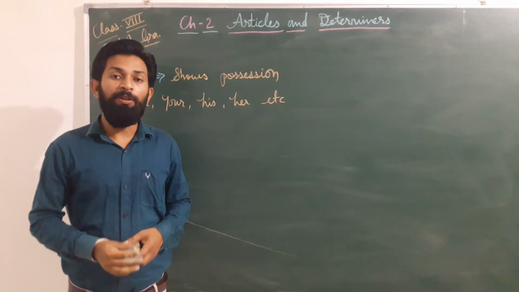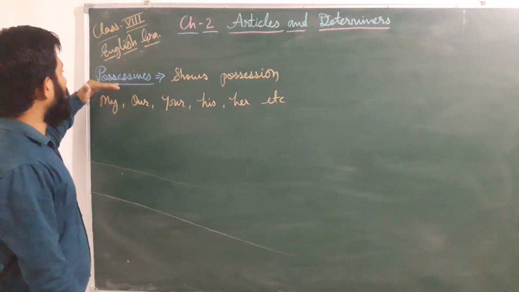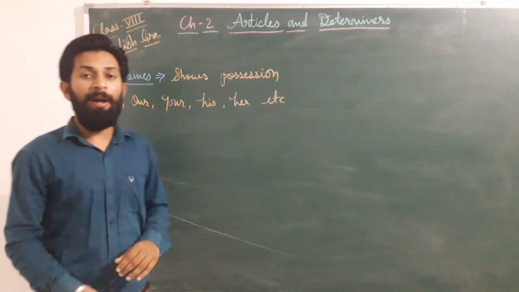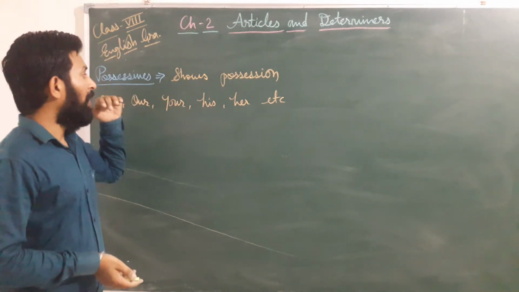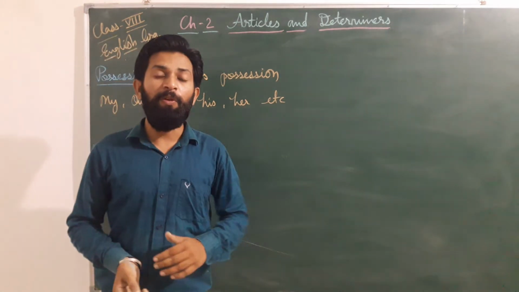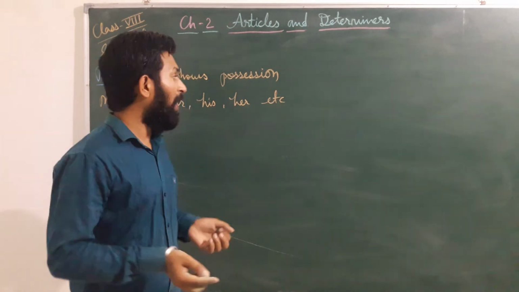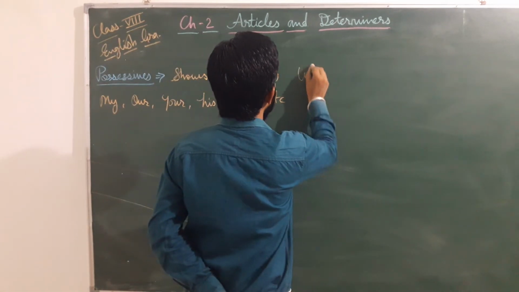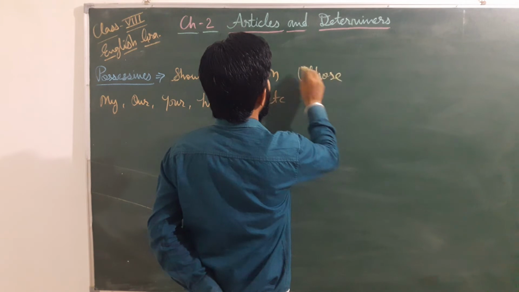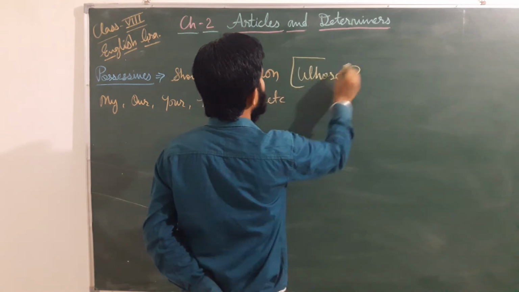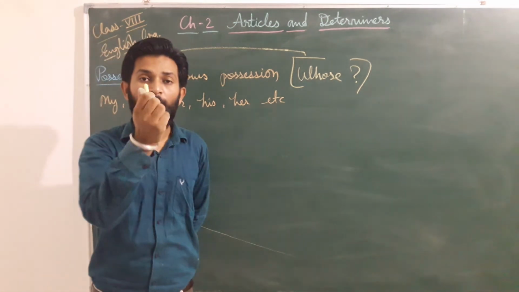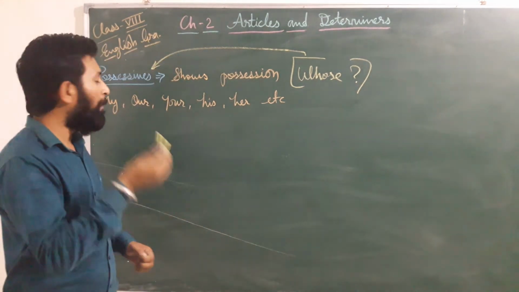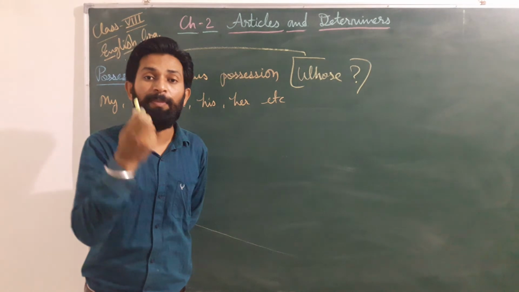Dear students, now we will talk about possessives. Possessives are the type of determiners used before a word to show possession. If you ask the question with the word "whose", then your answer is with a possessive word. Like, whose chalk is this? Then I will say, my. That is my chalk. This is my chalk.